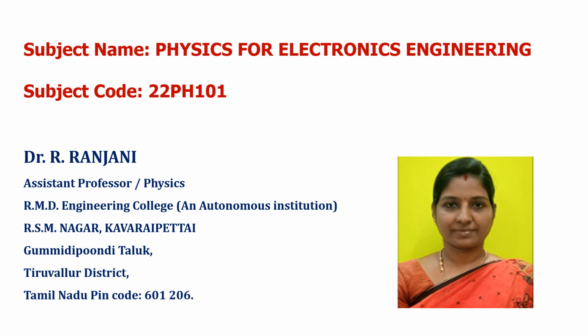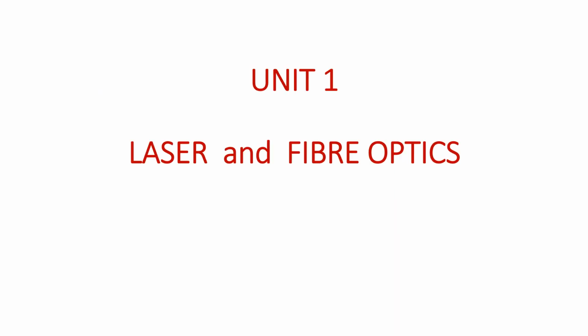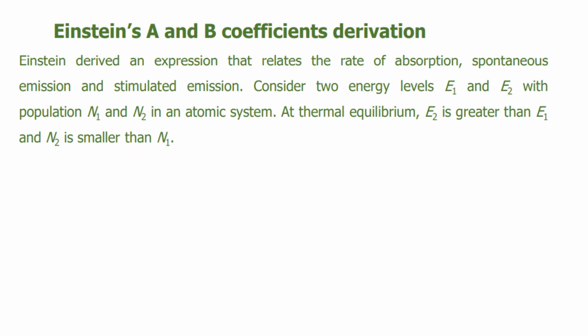Today we are going to see a topic in Unit 1, Laser and Fiber Optics, in the subject Physics for Electronics Engineering. The subject code is 22PH101. In Unit 1, Laser and Fiber Optics, we have the derivation part of Einstein's coefficients A and B.